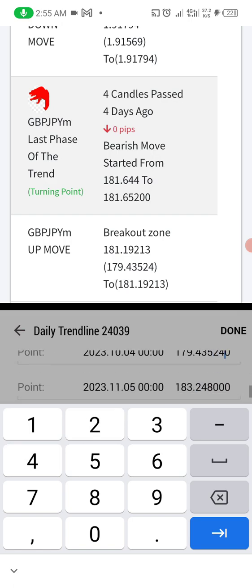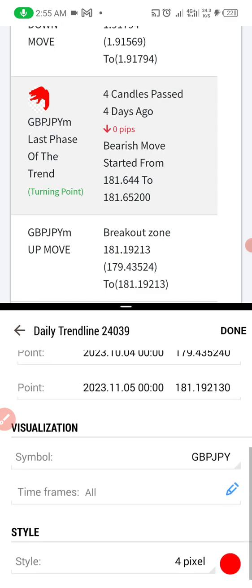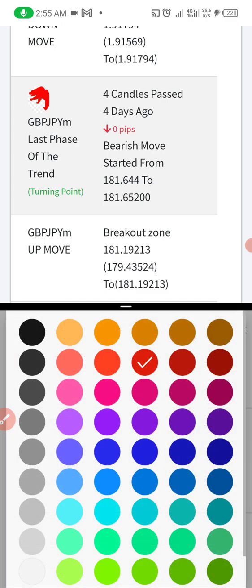1979.43524. Then the next one is going to be 181.192. 213. I'll enter. You see a straight line. So let me change this color. Let me change it to black.